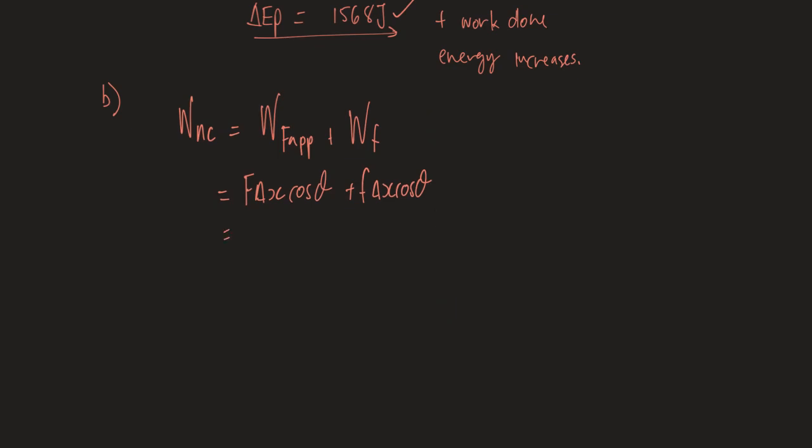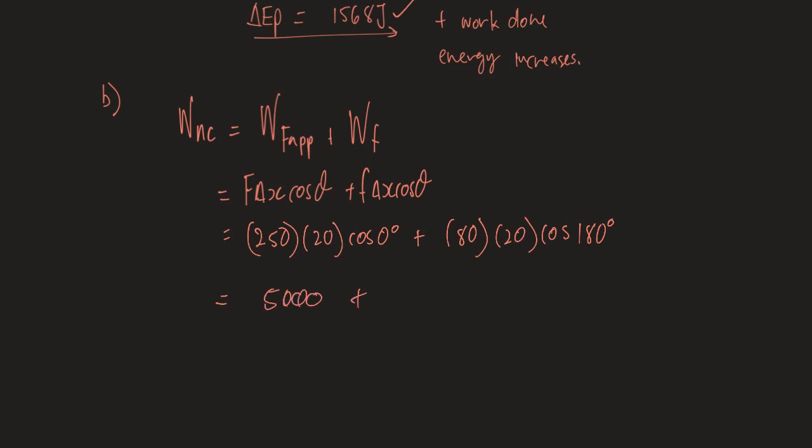That's how it gives me forward minus backwards, essentially. So I've got 250 multiplied by 20 cos 0 degrees plus 80 times 20 cos 180 degrees. That's going to give me 5,000 plus minus 1,600, so work non-conservative is equal to 3,400 joules. So that's method 1.